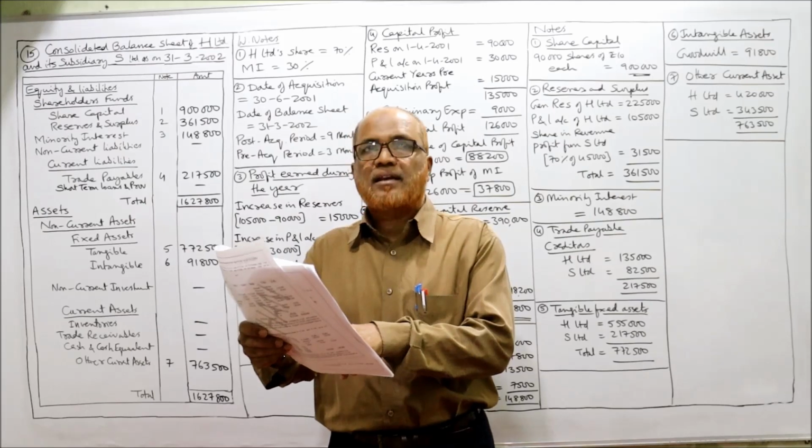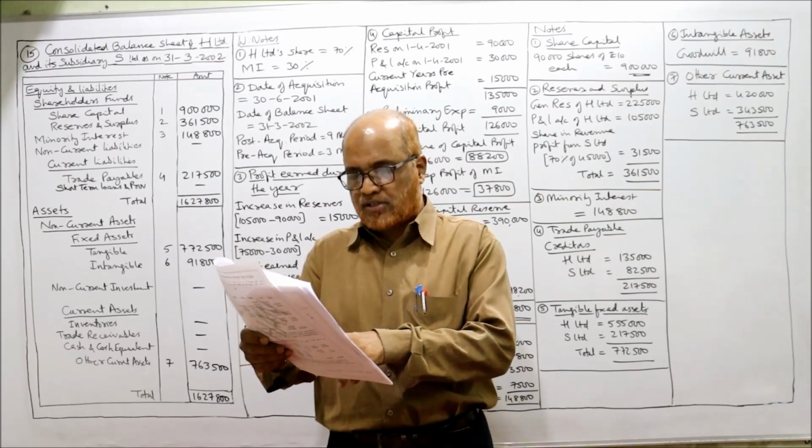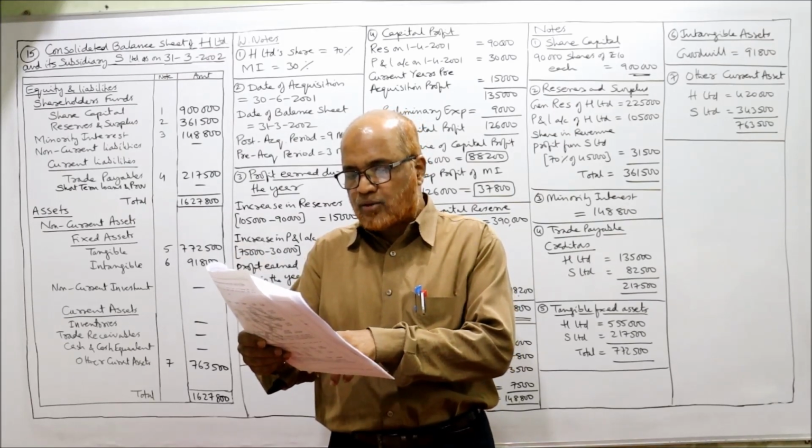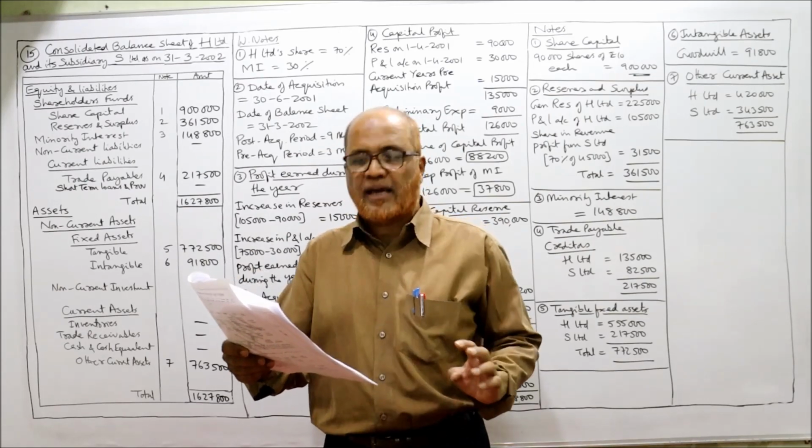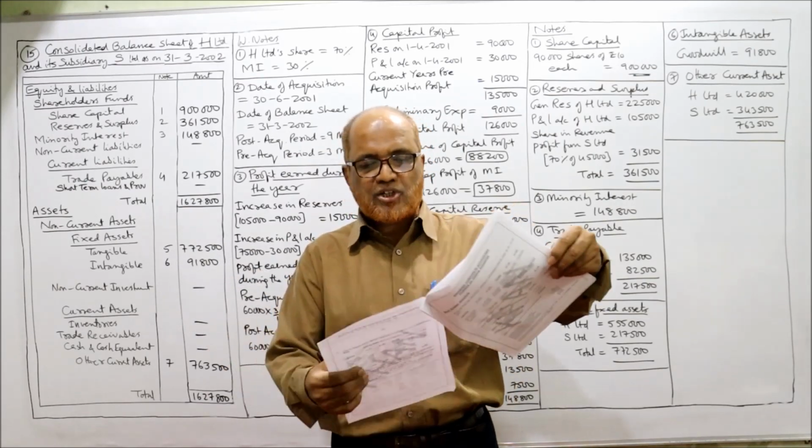Shares at cost 3,90,000. This is the value of investment. Then current assets are 4,20,000, 3,43,500, and preliminary expenses 9,000. Next page it is given.